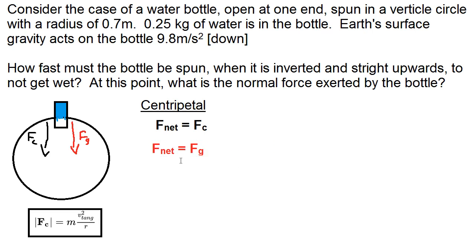So putting these two relationships together, what we would find is that the centripetal force must equal the gravitational force in the minimum case. We have equations for both of these. For the centripetal force, we have mv squared divided by r. And for the gravitational force, we have m multiplied by the acceleration due to gravity.